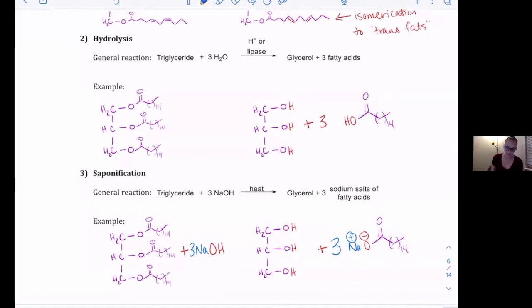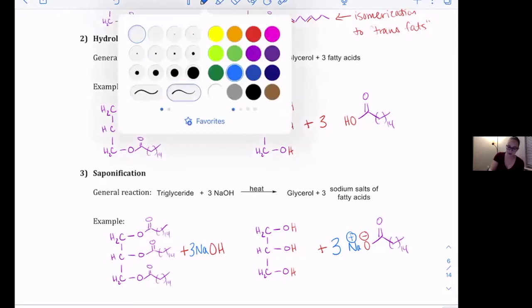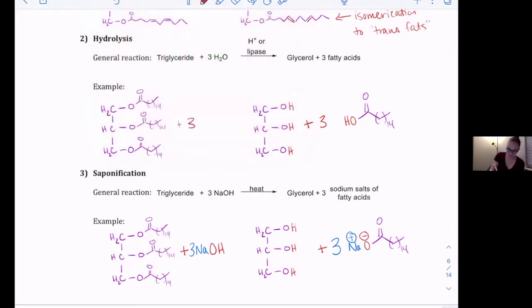So the first one, hydrolysis or water splitting, hydro for water, lysis for splitting. We take our triglyceride and we add our three water molecules. And in this case, you'll see that we have to have either an acid or a lipase. That is an enzyme that catalyzes this. So I'm going to write lipase. So we have our triglyceride and three waters and our acid catalyst or our enzyme catalyst, lipase.